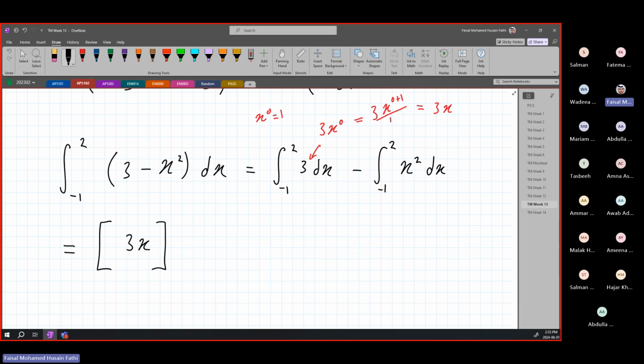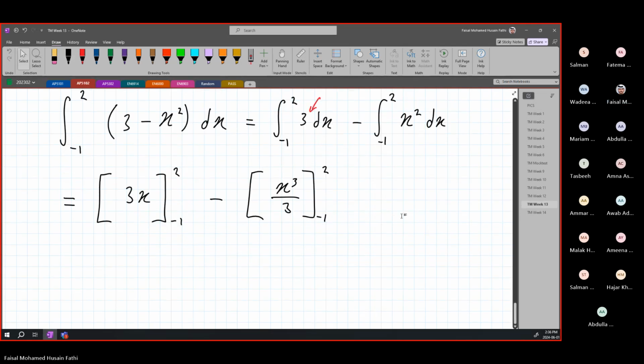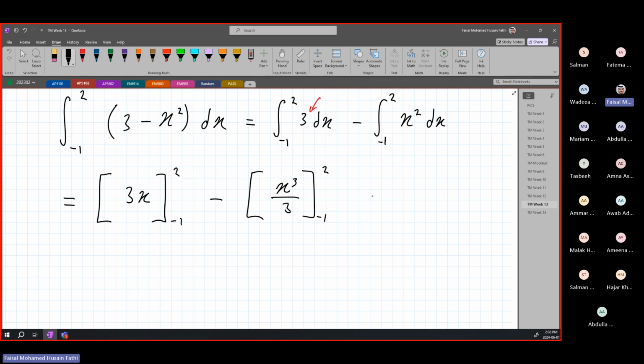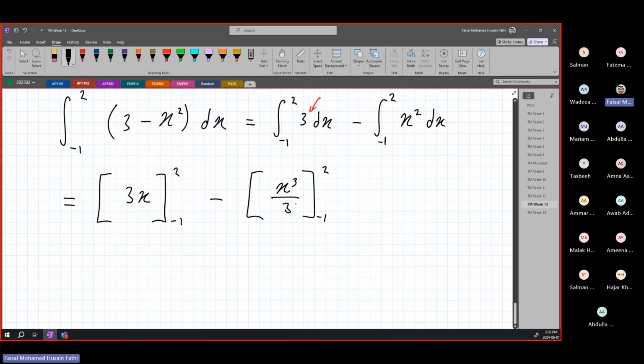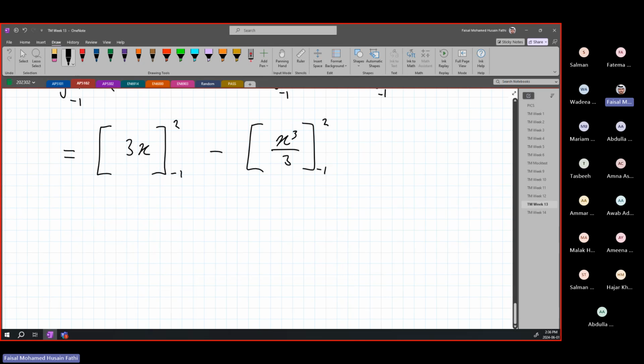All right? From -1 to 2. Minus x squared becomes x cubed over 3 from -1 to 2. Okay? Now, how do we simplify this? How do we do this? You're going to do the same application we did early on over here for each integration by itself so you can avoid any confusion.